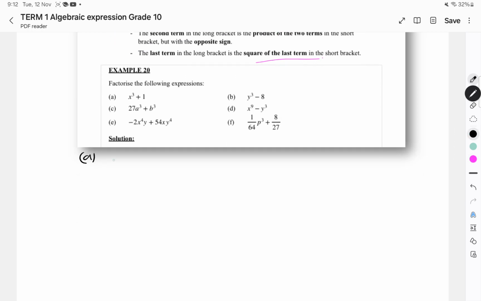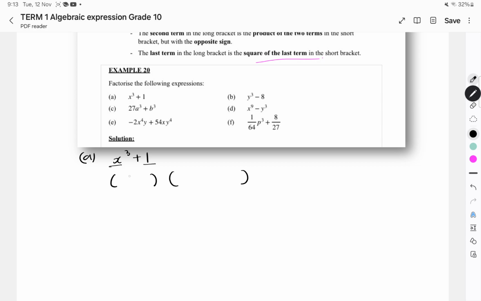Number A, I'm having x cubed plus 1. Firstly, the question will just say factorize. So you'll have to check, do you have a common factor? No, I don't have. Is this a difference of two squares? No, this is not a difference of two squares. So this is the sum of the cubes. I'm having a cube and then I'm having a cube. If these are cubes, then I'm going to have a shorter bracket and a longer bracket.